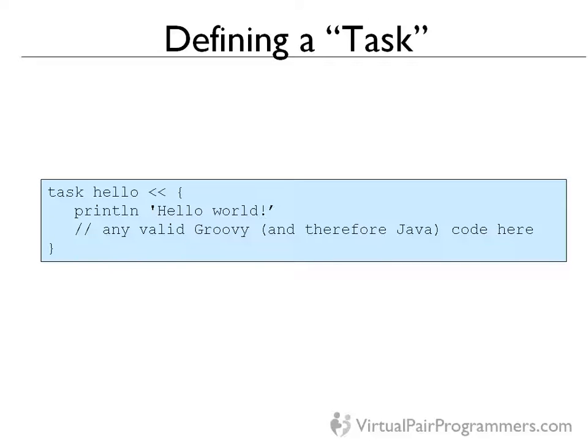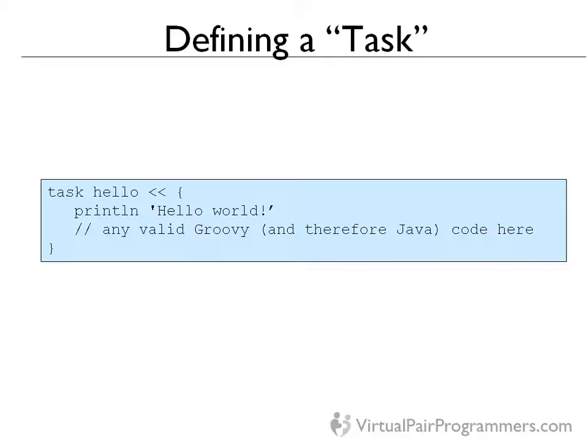task called hello. But once you're inside the curly brackets, things get interesting. To define the steps involved in carrying out this task, we use any valid Groovy. And remember, because Java is also valid in the Groovy language, you could also add Java code in here as well. Now, this is just a hello world task, so I'm using the Groovy println statement. Don't worry about that. It's exactly equivalent to the Java System.out.println. And it's as easy as that.